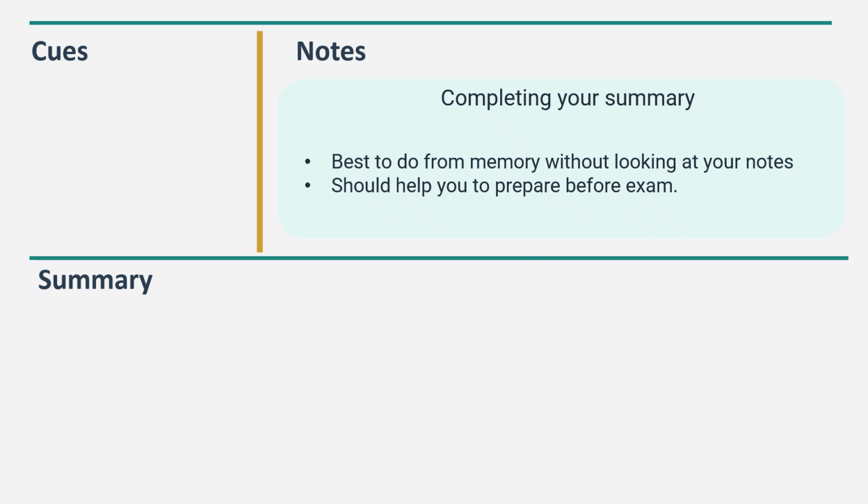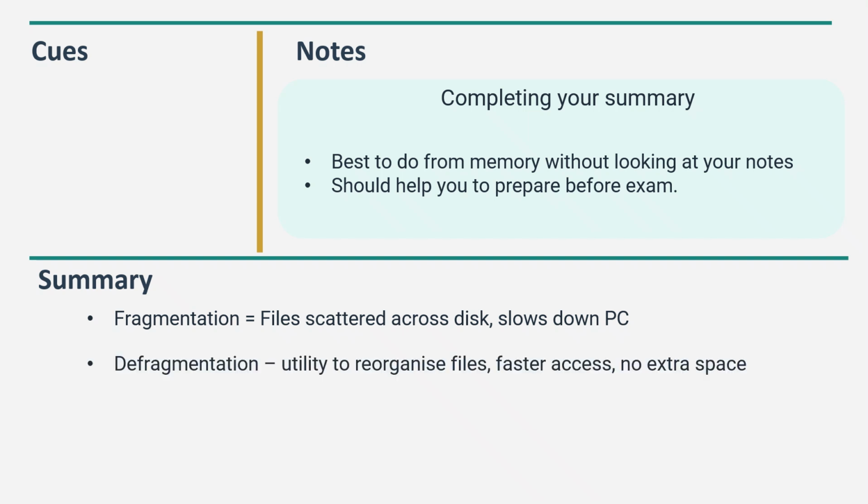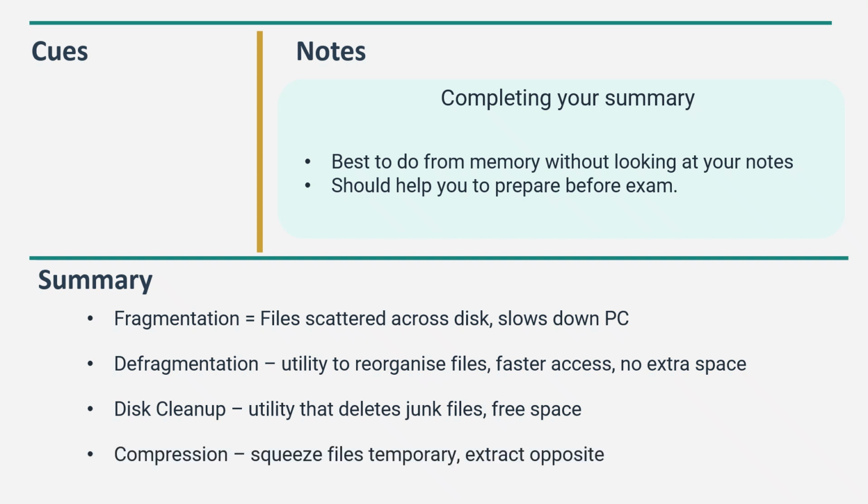One of the summary options would be that fragmentation is files that are scattered across the disks, and it slows down your PC. Defragmentation is a utility program which reorganizes files for faster access, but it does not create extra space. Disk cleanup is a utility that deletes junk files and frees up space. And then lastly, compression squeezes files temporarily into a smaller format. And the opposite of compression is to extract.